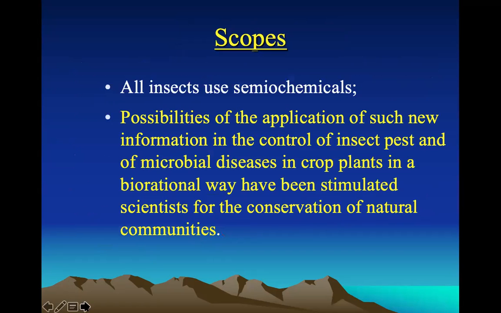So all insects use semiochemicals. The possibilities of applying such new information in the control of insect pests and microbial diseases in crop plants in a biorational way have stimulated scientists for the conservation of natural communities.